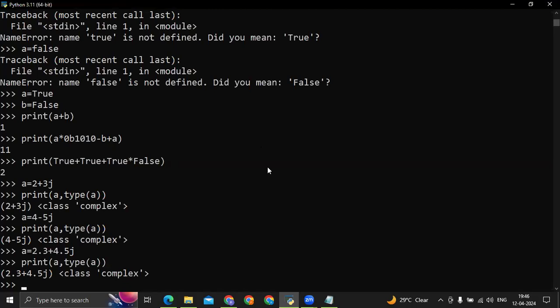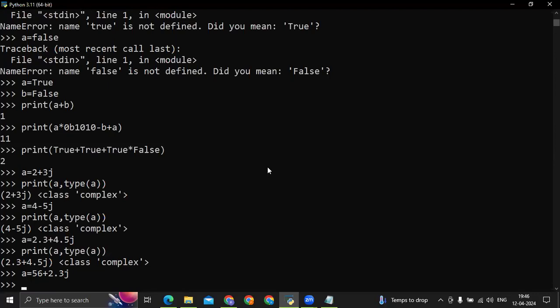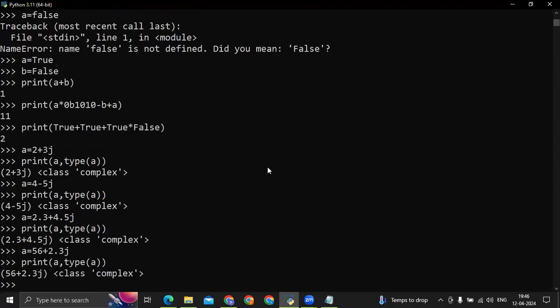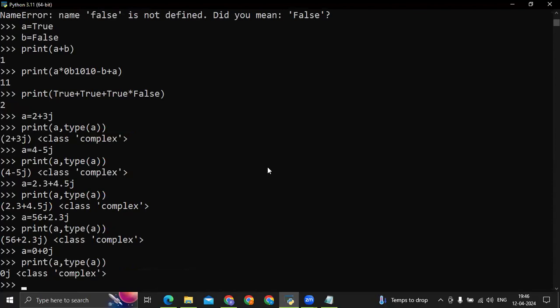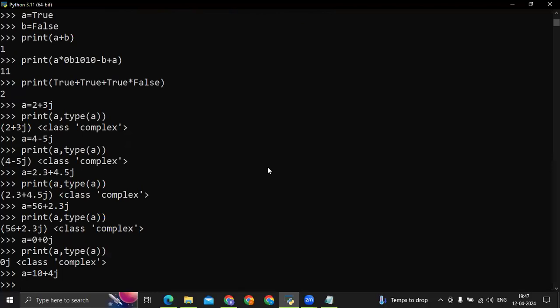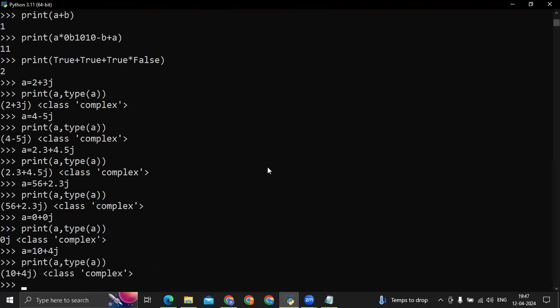Okay. Now let me write A is equal to 56 plus 2.3J. Now, print A. Again, the complex one. If I write A is equal to 0 plus 0J. Now, print A, the complex one. Now, I'm writing A is equal to 10 plus 4J. This is a complex value, we know. Now, I want to know the real part of this. So, print A dot real.